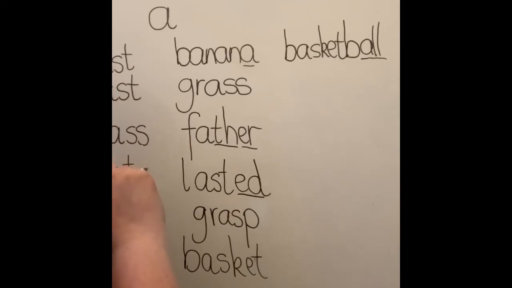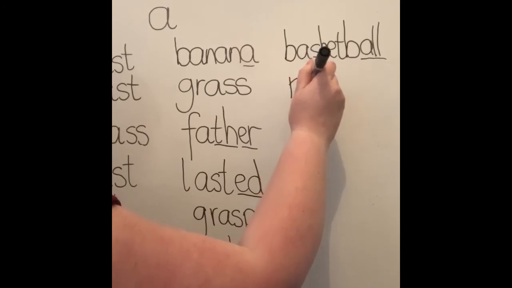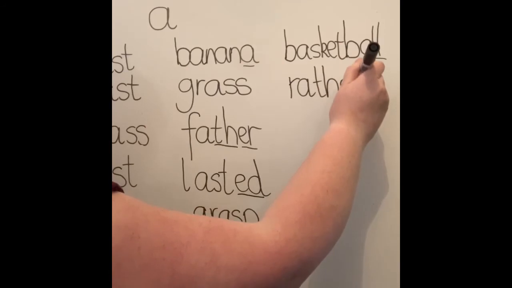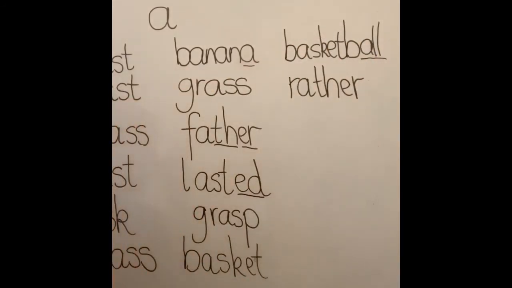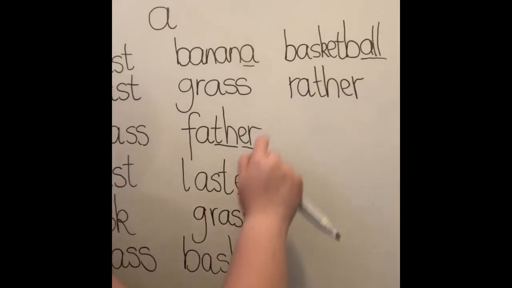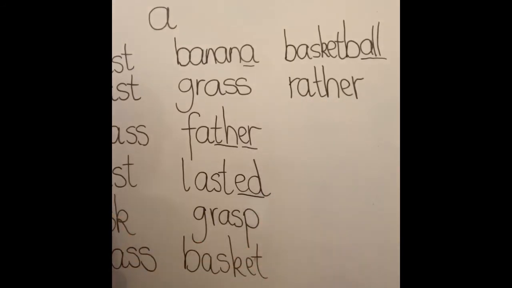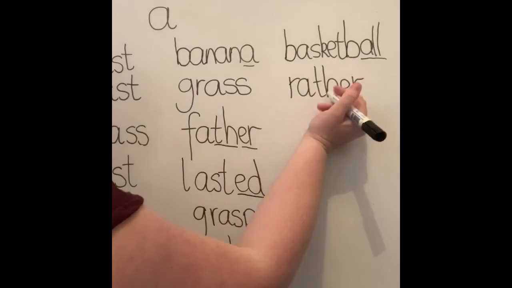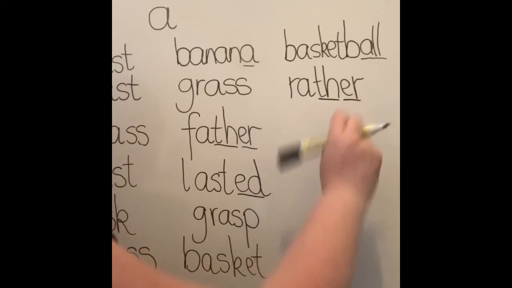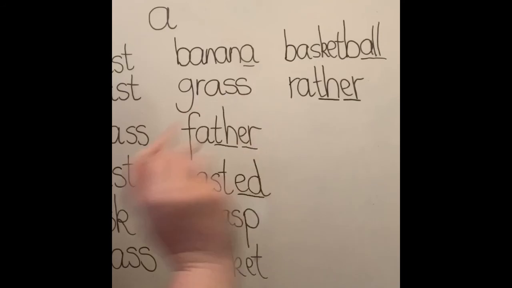8 sounds. Okay. This is a word for if you're trying to make a decision. You might say, I like this one, or I would much rather that one. Giving you some options. What one would you like? Rather. And like father, these ones are together too. Let's count them. 4 sounds.